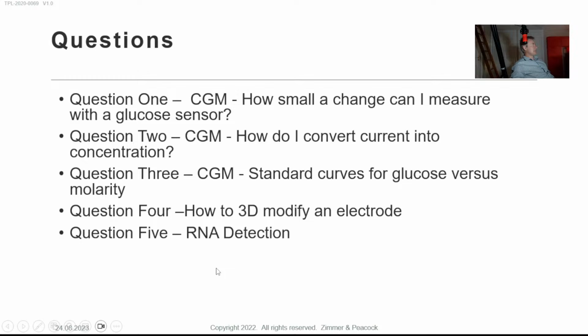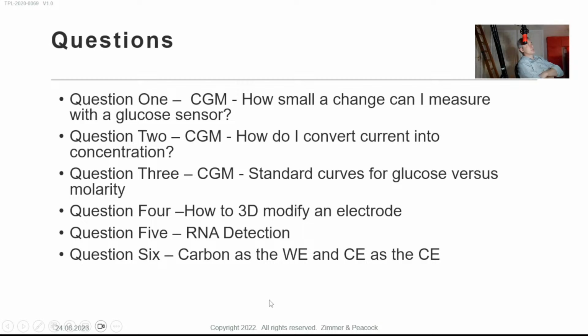For RNA detection, ZP is very experienced in it. How do we compare up against the gold standards? Well, don't forget, we're also not trying to compare ourselves against the gold standards. We're trying to make handheld point-of-care multi-analyte devices. There are no gold standards for it.